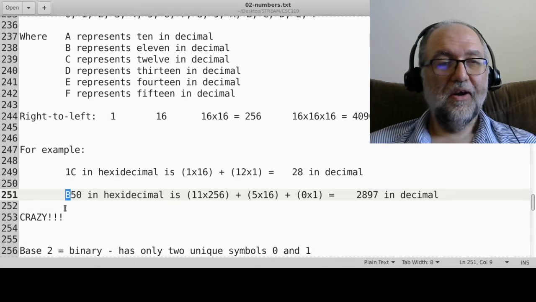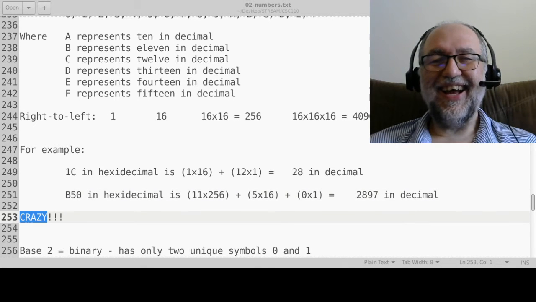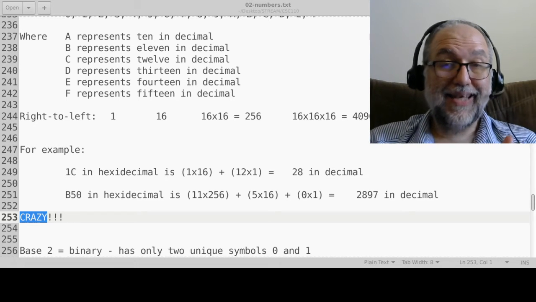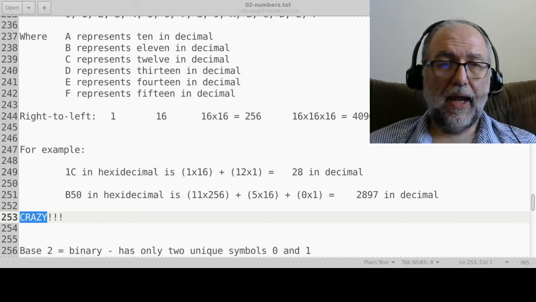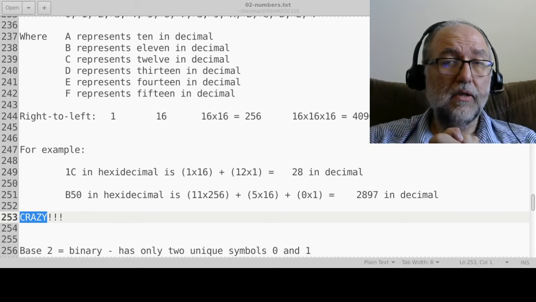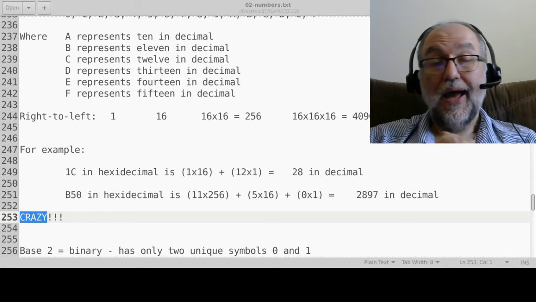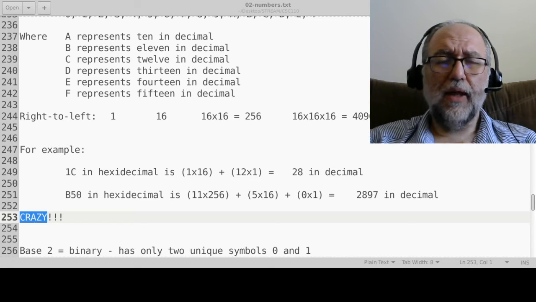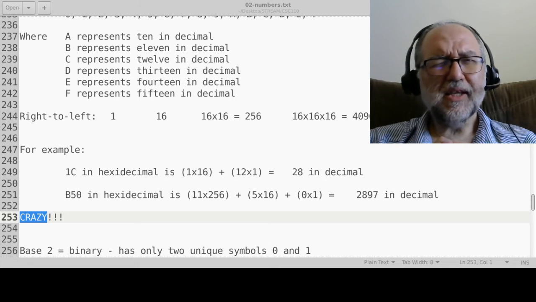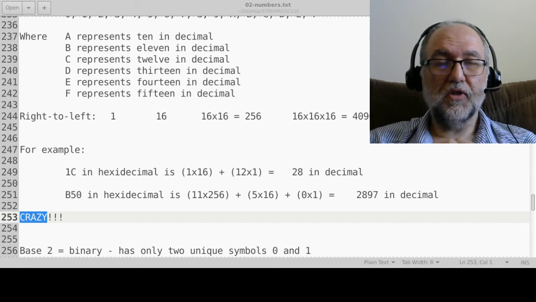Okay, so crazy, right? And that's how Arabic numerals can be extended beyond base 10, beyond decimal, to, for example, octal, with 8 unique symbols, or hexadecimal. I don't know, if there were alien cultures with 7 fingers, I guess that would be called heptadecimal. Okay, it would be base 7, and so on.